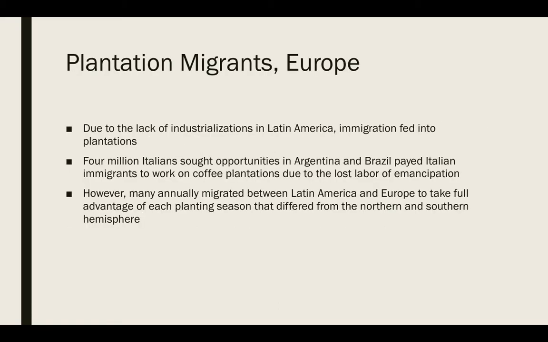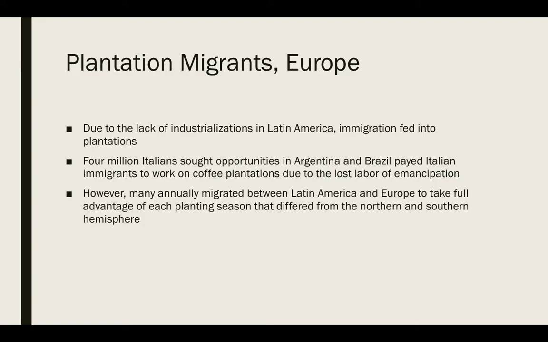So, plantation migrants were predominantly in Latin America. However, there was a small section that went to the Pacific Islands in America, like Hawaii. So, the European ones, due to the lack of industrialization in America, they fed into plantations there. So, about 4 million Italians sought opportunities in Argentina, and Brazil paid Italian immigrants to work on coffee plantations, and they were doing so because of the giant labor loss of emancipation of slavery.